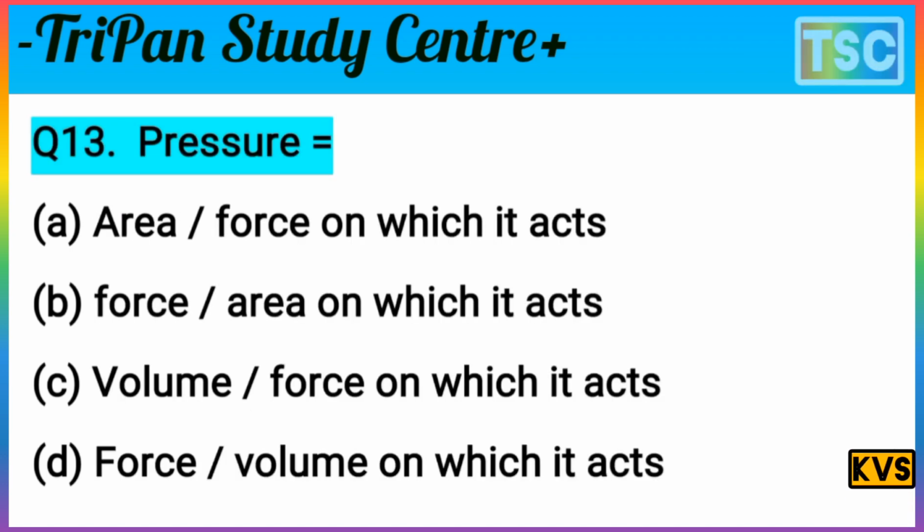The question is here directly. What is pressure? Pressure is equal to, it is a formula the examiner asks. A, area upon force on which it acts. B, force upon area on which it acts. C, volume upon force on which it acts. D, force volume on which it acts. First of all, give the answer for this question and write the correct answer in your notebook. You must choose your answer from the four options and write it in your notebook.